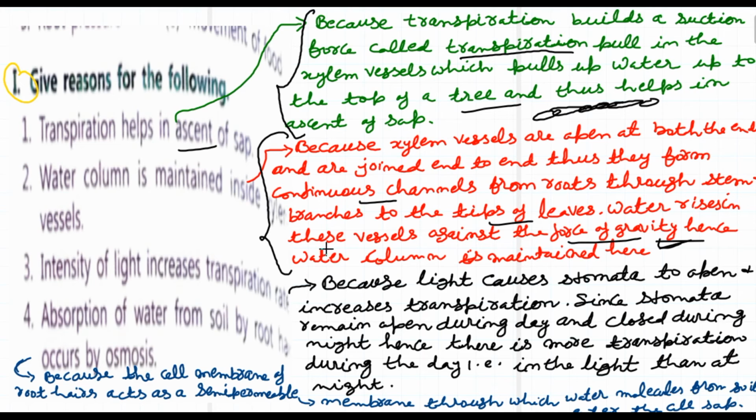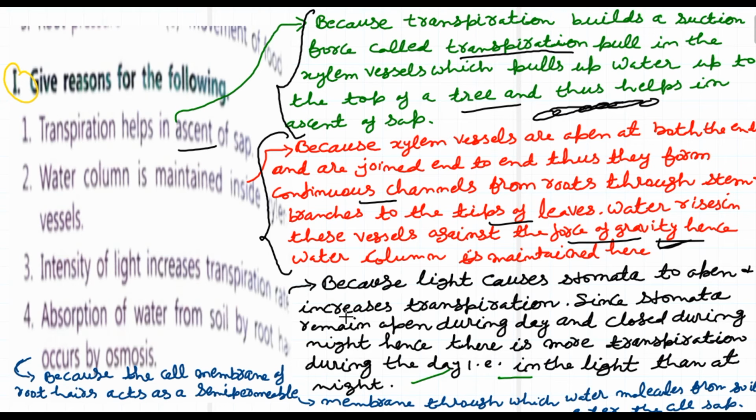Intensity of light increases the transpiration rate, because, as I have told you earlier, light causes stomata to open and increases transpiration. The stomata remain open during the day and closed during night, hence there is more transpiration during the day, that is in the light, than at the night.